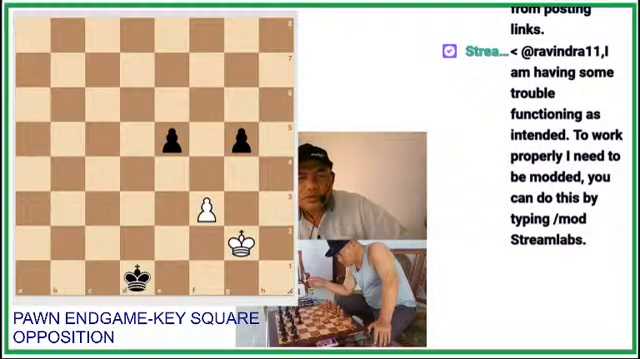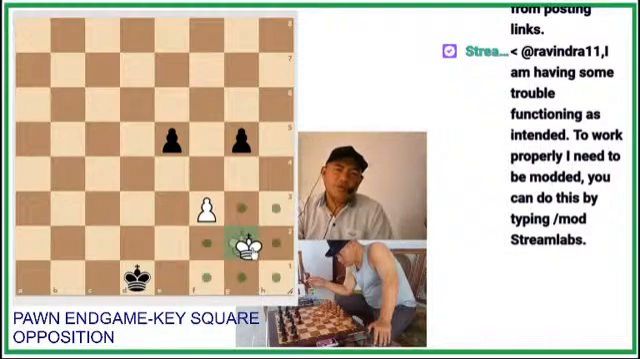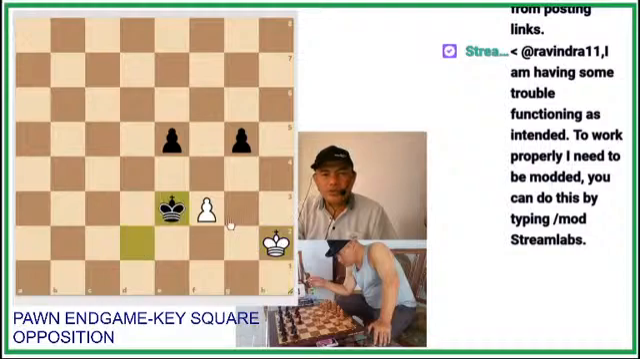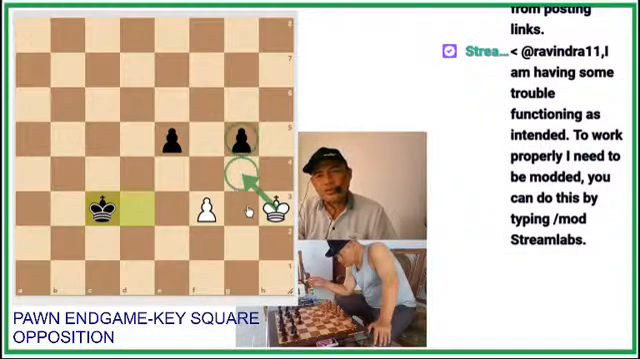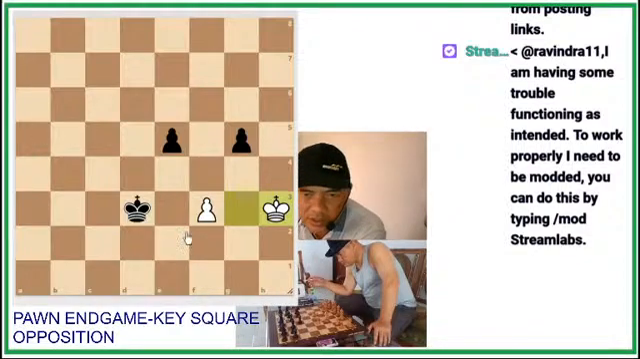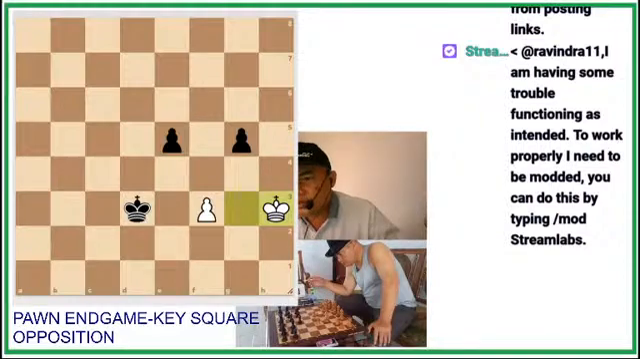So the best move for white is to go here. This is called the distant opposition. If black goes here, then white goes here. If he goes here, then white goes here. And whatever black moves, white will have the opposition. If you go too far, then black will capture this pawn. So that's the example of distant opposition.